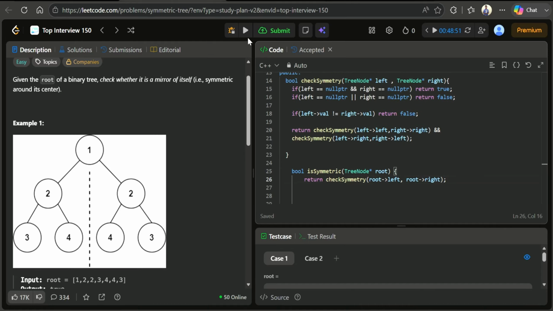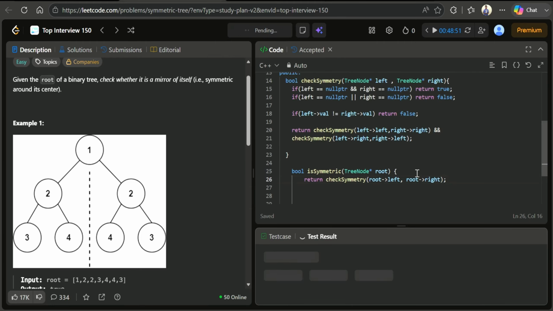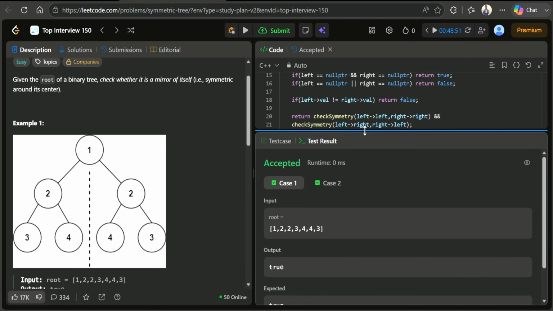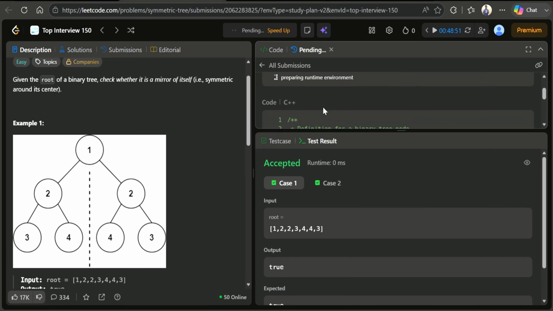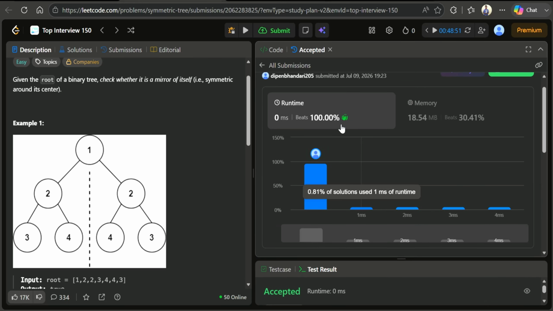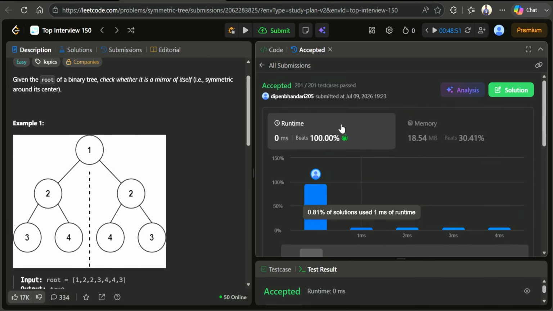Okay, I hope I did everything right. So let's try to run this problem, and if we get any error, we can simply see what the error is. So we didn't get any error. That means I think our code has been successfully run. Now let's try to submit the code. All right, so the code has also been successfully submitted. You can check it right here.